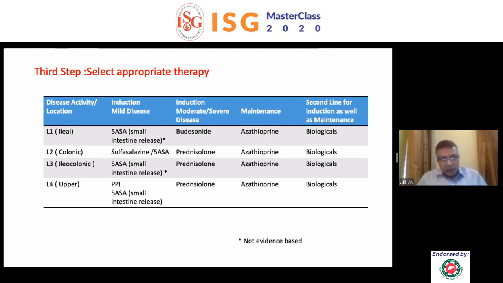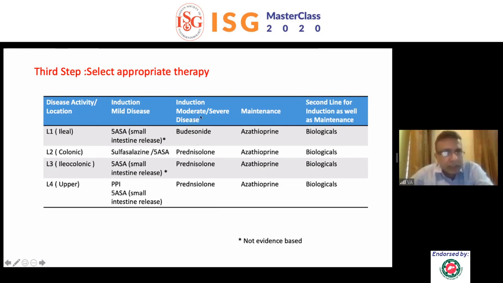So if we go through this table, we find there are 2 principles. One is induction of disease, induction of the remission, I mean to say. Second is maintenance of remission. So there are first-line therapies, and then there are second-line therapies. If you look at first-line therapies, for L1 or IL disease, 5-ASA is good for induction for mild disease. I put a star out here. That star shows it is not evidence-based. I'll discuss it later, but yes, it is used.